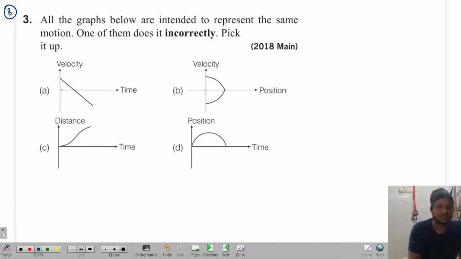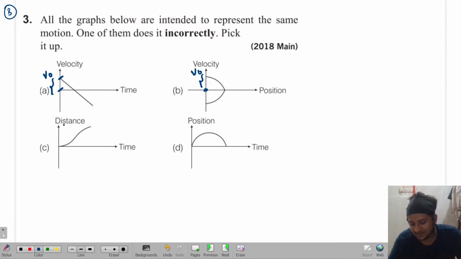Simple. First, at t is equal to 0, it has initial velocity v naught. Yes or no? Again, at t is equal to 0, this has also initial velocity v naught. Yes or no? But here in this graph, this is a position-time graph, this is a distance-time graph. Previously it was a velocity-time graph. You got the answers correct. So at t is equal to 0, I have the initial velocity v naught.